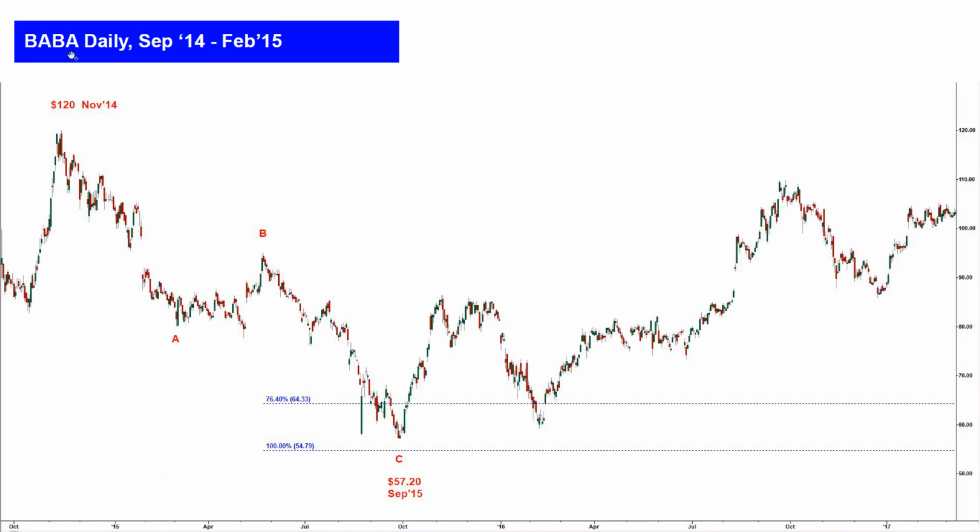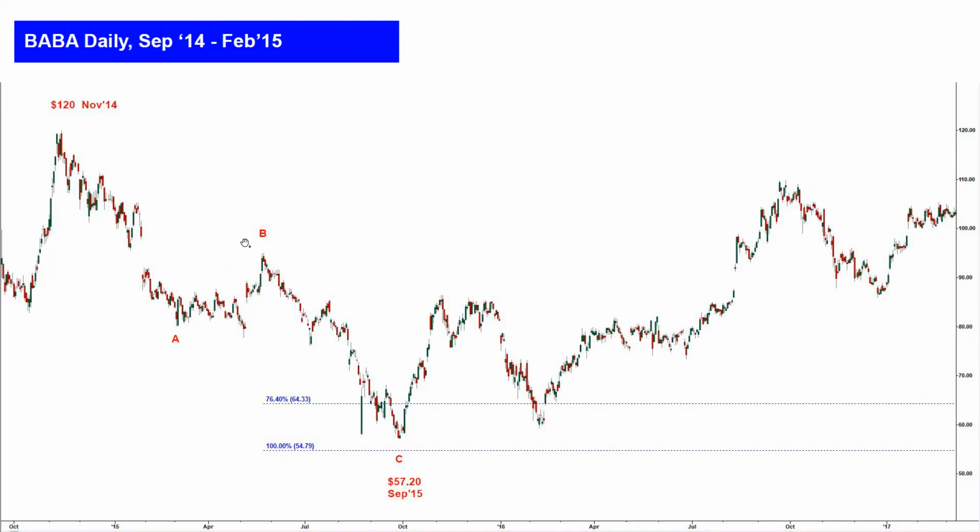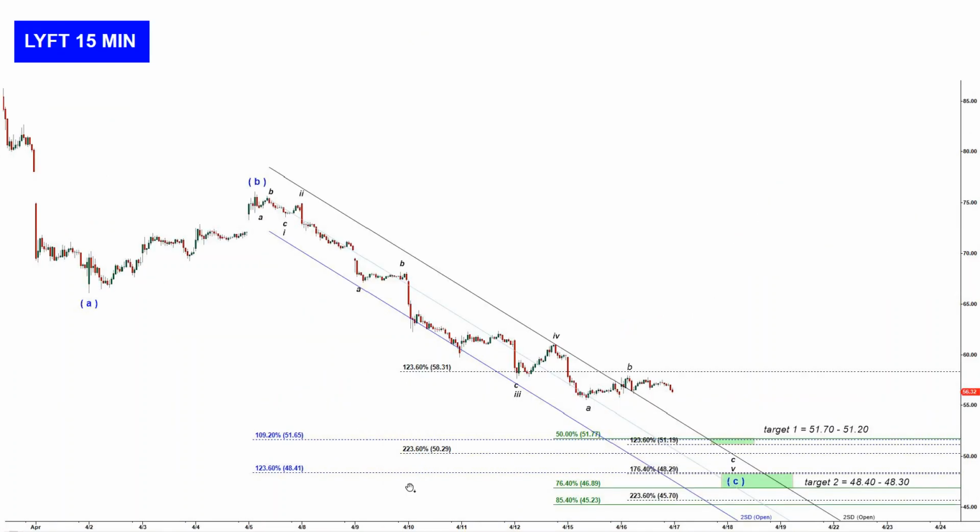Another example, Alibaba. We are looking at the chart from September 14 until February 15. We can see that in this case we still had the final rally, which topped in November 2014 after the IPO was placed, and the top was at 120, and we got the very same corrective structure, A down, B up, and C down, from $120 in November 14 to $57.20 in September 15.